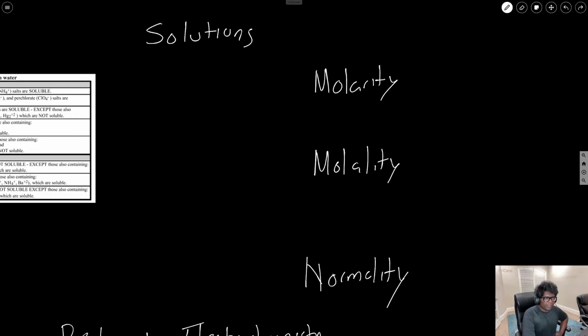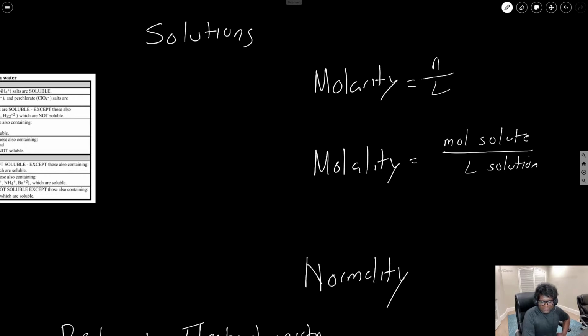So molarity, we know what that is. It's just moles over liters. It's something that we've always been working with since the dawn of time. Molality is a bit different though. That is the moles of the solute we have over liters of the solution. What's the significance of this? I'd say that it's mostly passage based or question based. If they're asking you for molality, you need to know what it is, what they're asking for.